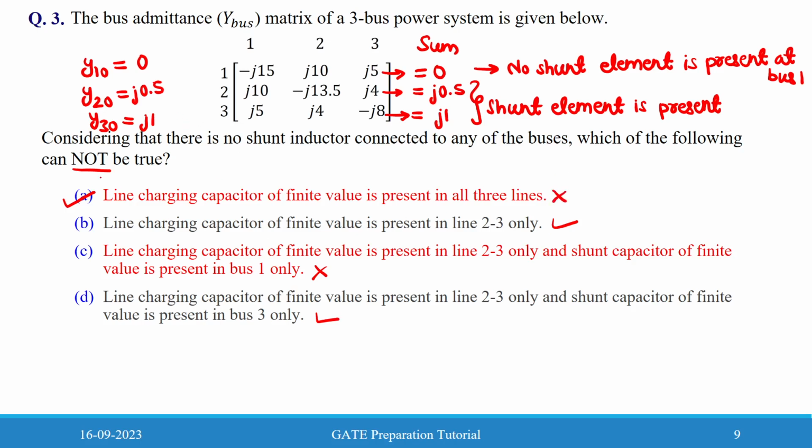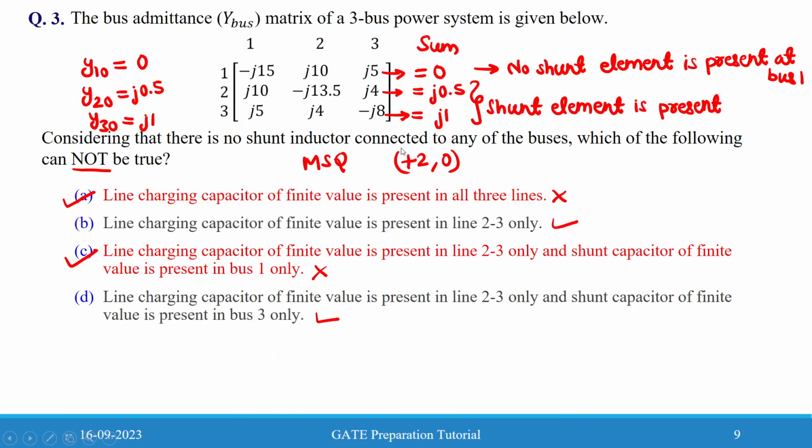So two options are correct and two options are incorrect. It is asking about the incorrect option, so A and C are the correct options. Many students in the exam have put down B and D, so they will not get any marks. This is a multiple select question. Either you will get plus 2 or you will get 0. For a wrong answer, there is no negative marking in a multiple select question.